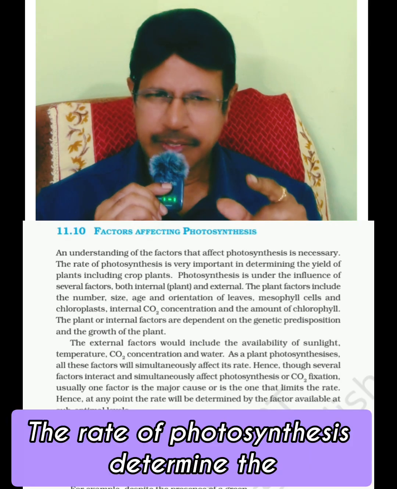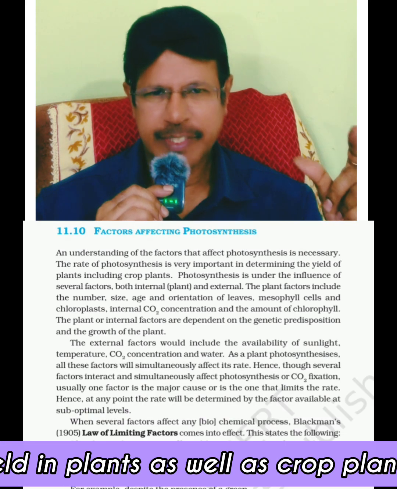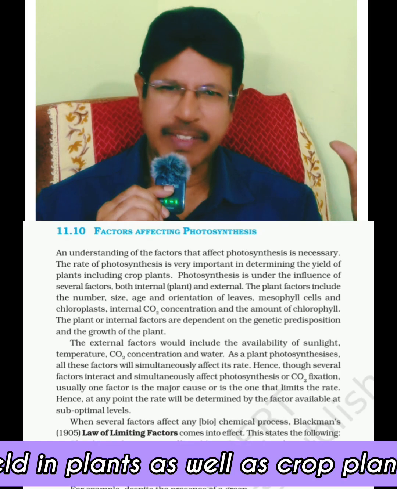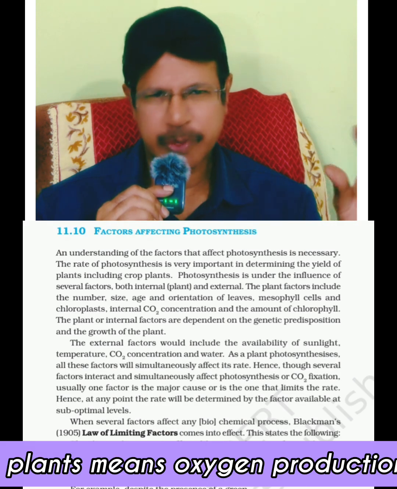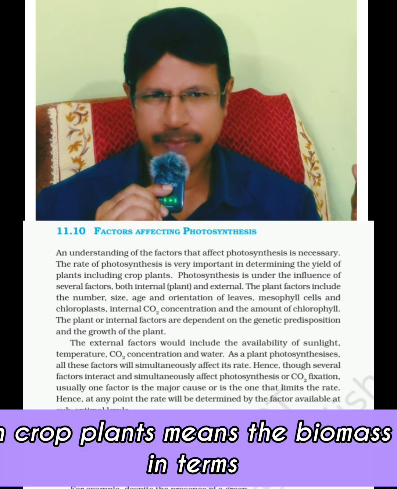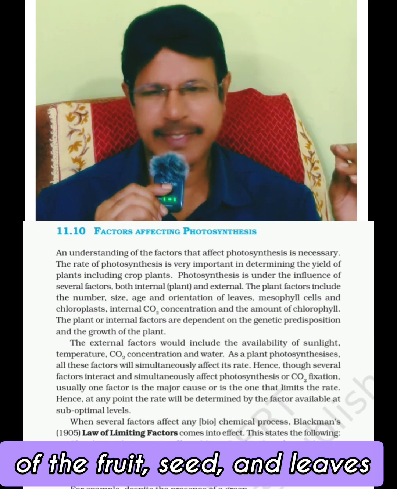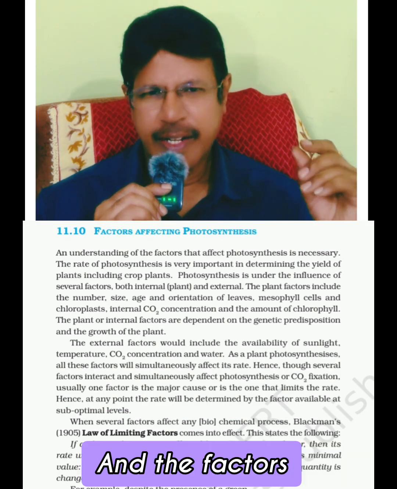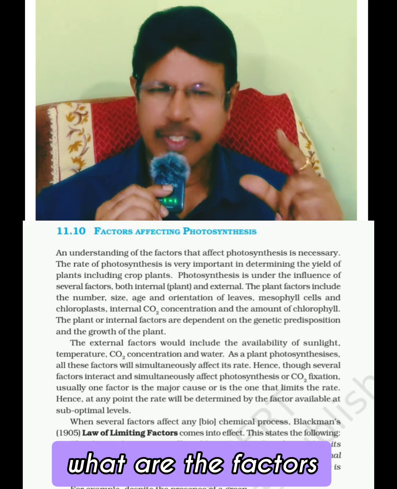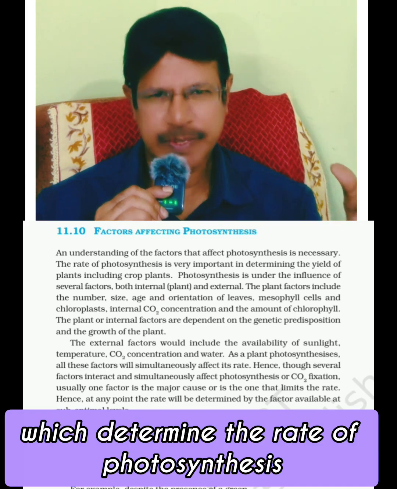The rate of photosynthesis determines the yield in plants as well as crop plants. In plants, it means oxygen production. In crop plants, it means the biomass in terms of fruit, seed and leaves. And what are the factors which determine the rate of photosynthesis?